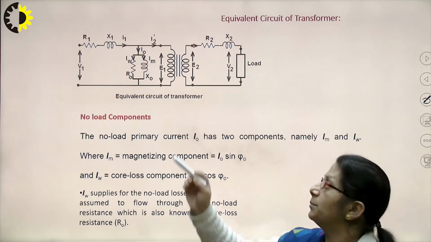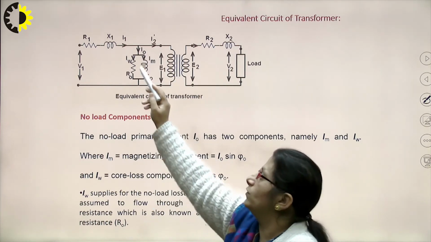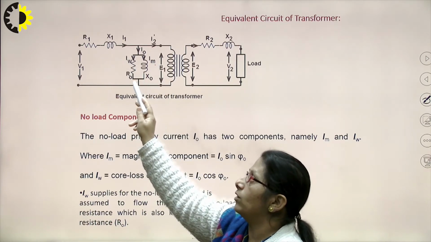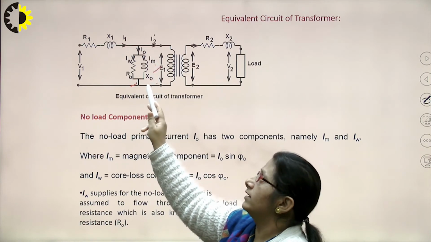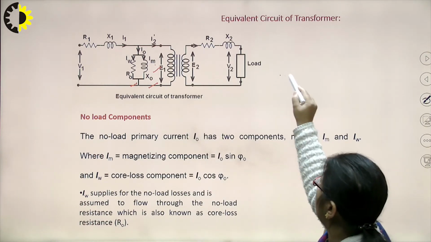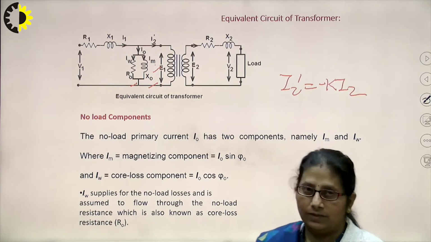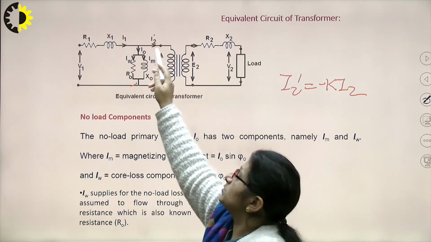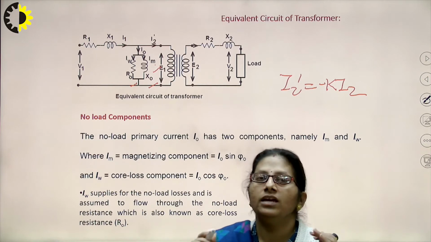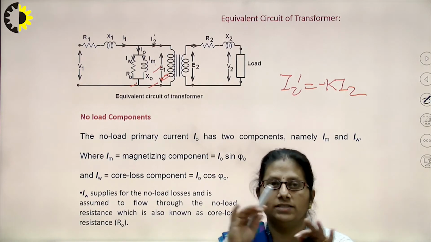So, we have seen the primary current would be divided into no load current and I2 dash. The no load circuit comprises the working component flowing in the fictitious resistance R0, and the magnetizing current flowing in the fictitious reactance X0. Coming to I2 dash, we know that it is minus k times I2. This I2 dash must be flowing in the primary winding of the transformer, thereby giving us the primary induced EMF, which we denoted as E1. So, the primary circuit is now completed.